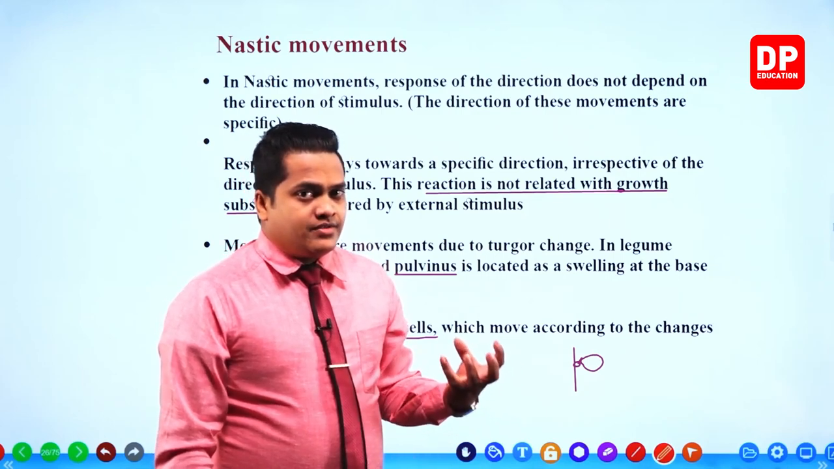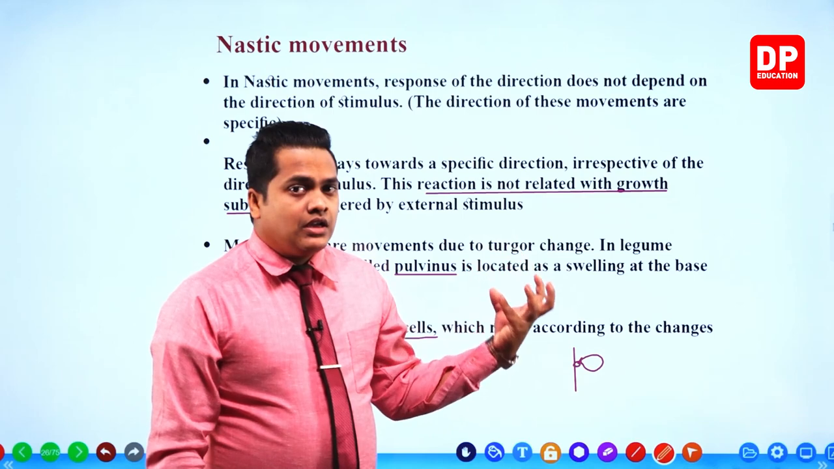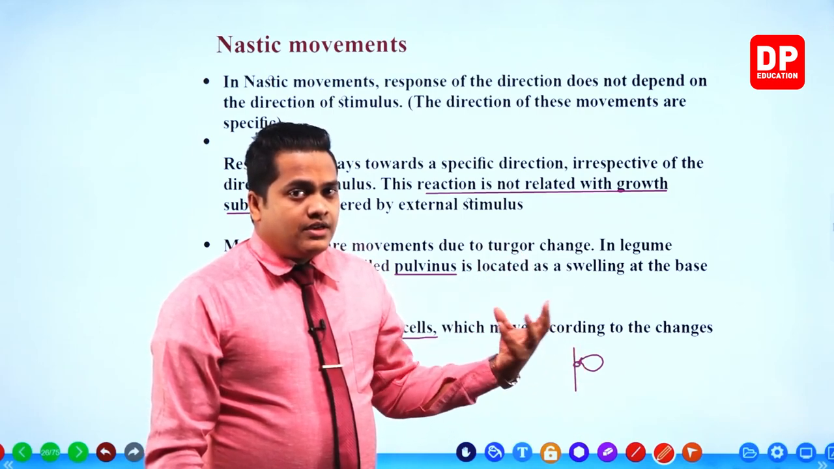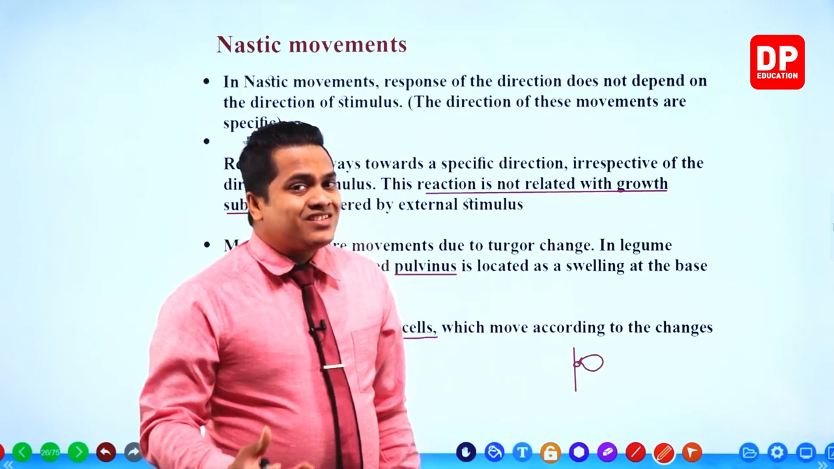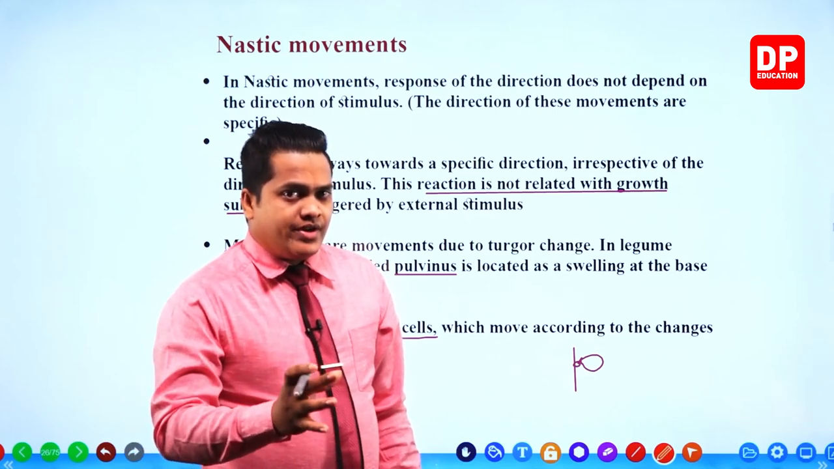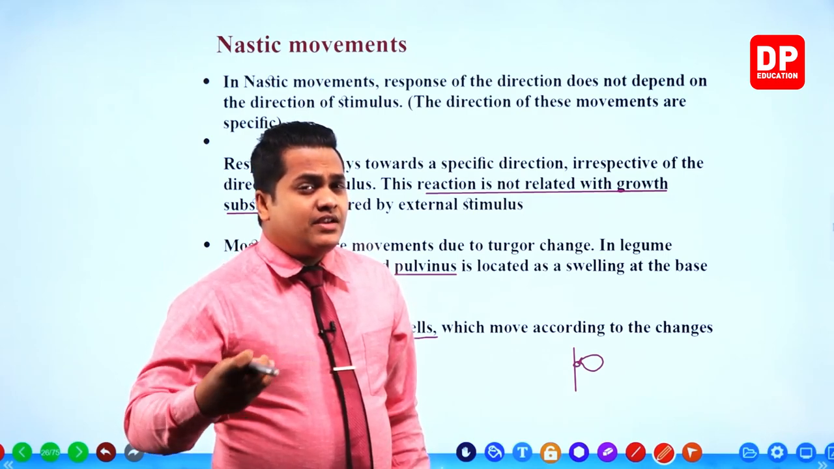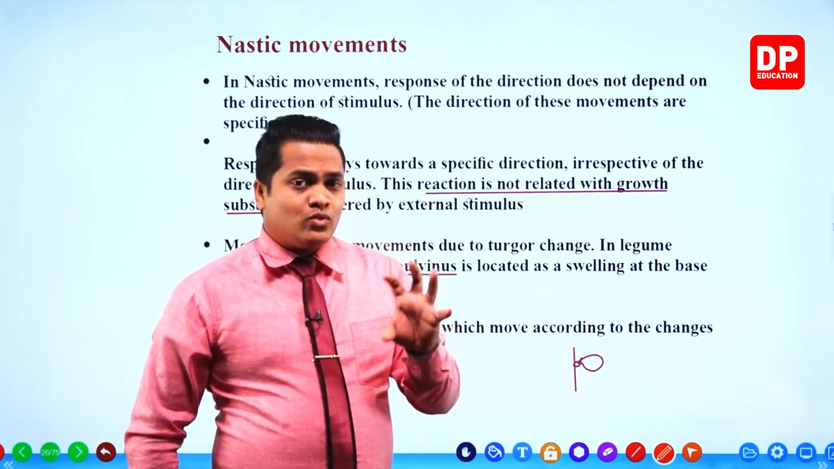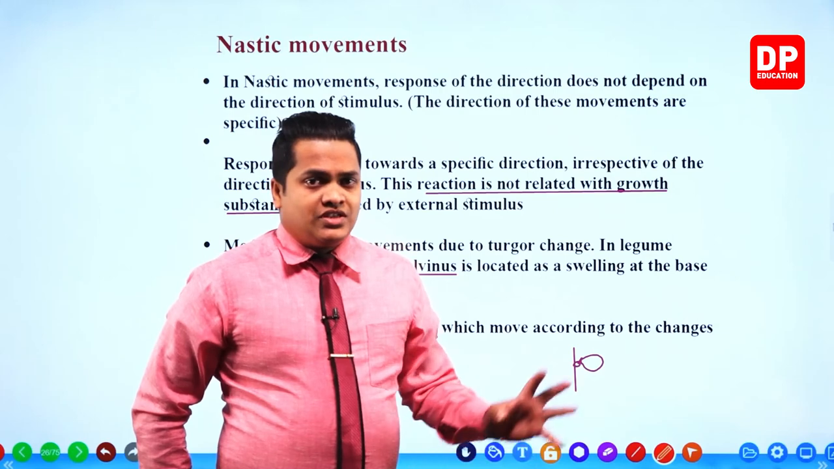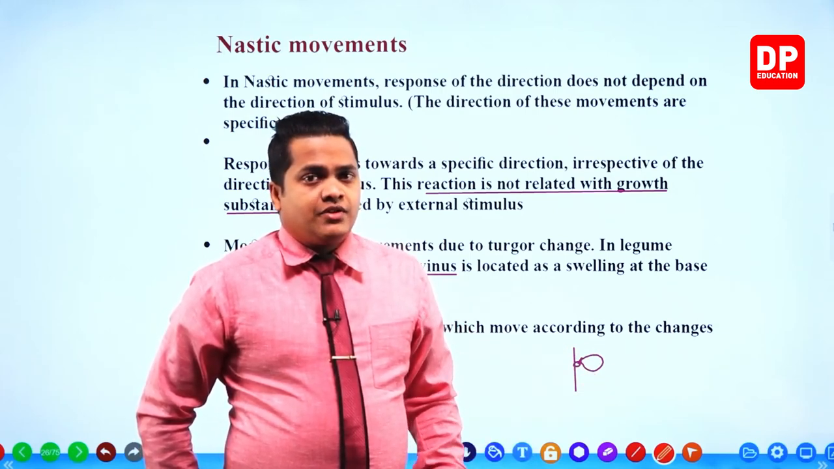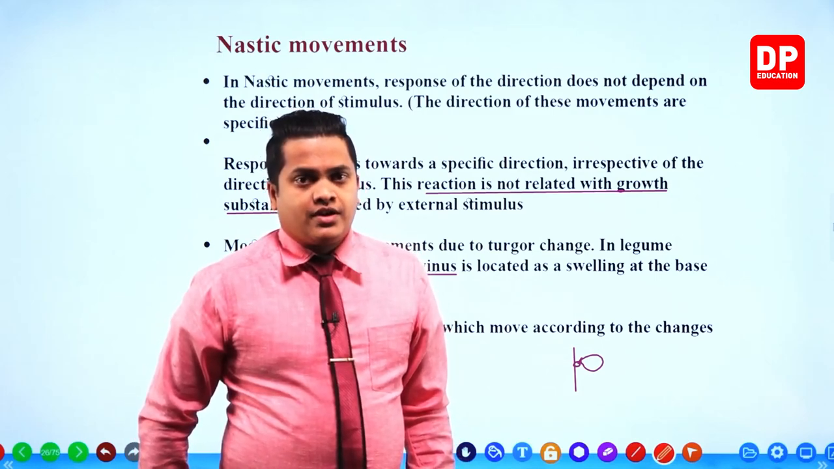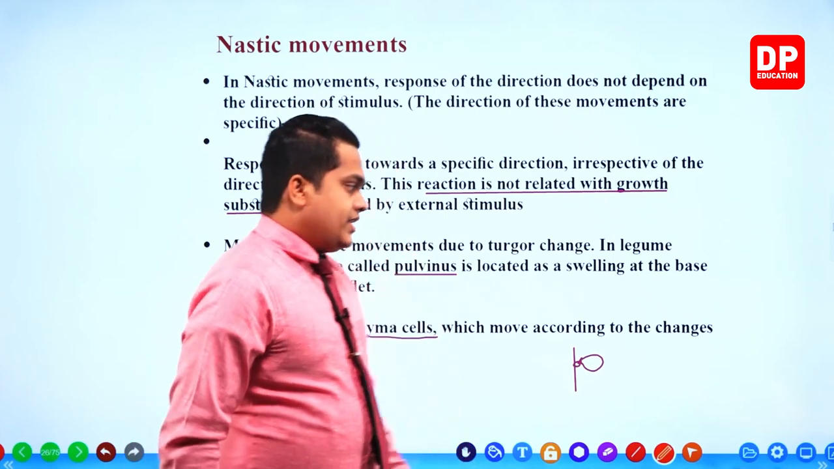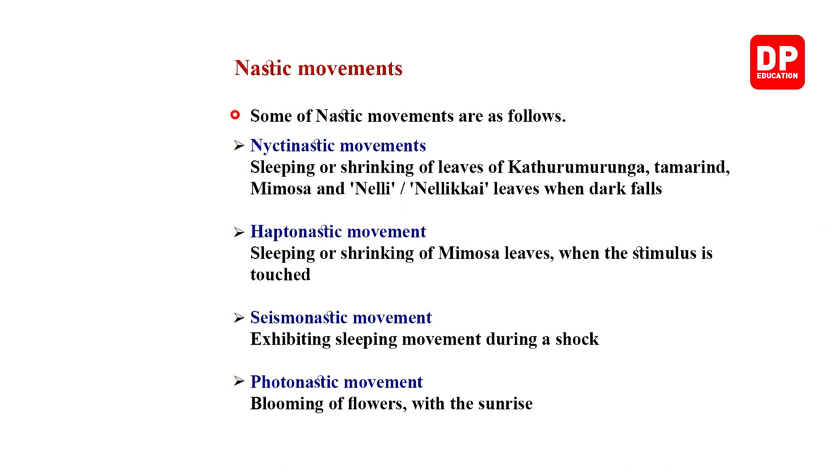So pulvinus is the part that can be observed within the petiole or the leaflet, which helps for these nastic movements. These changes are being detected by special cells called parenchyma cells, which are located within the pulvinus. Those are the ones which help for these movements of plants that happen due to a stimulus change. These movements are referred to as, my dear children, nastic movements. Right, then, some of the nastic movements are as follows. You are given several nastic movements here.